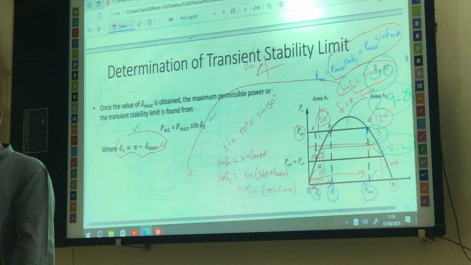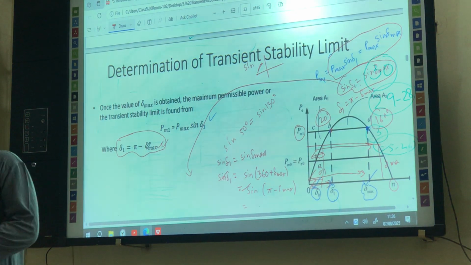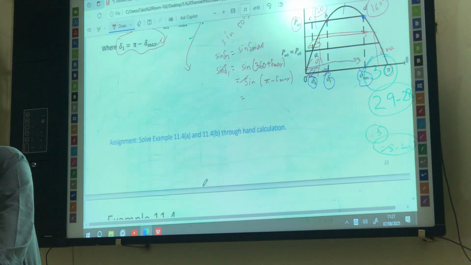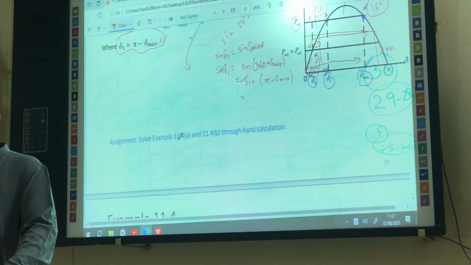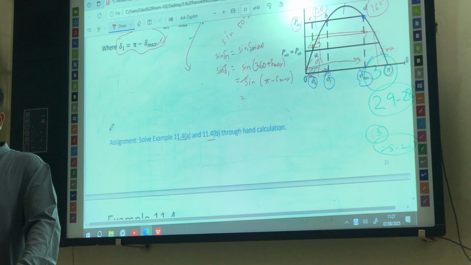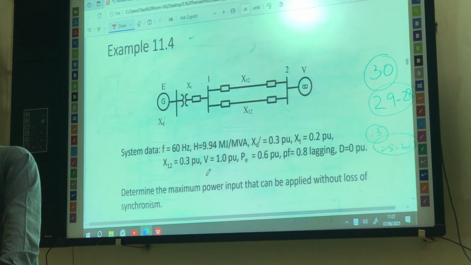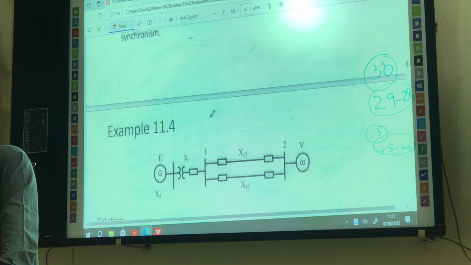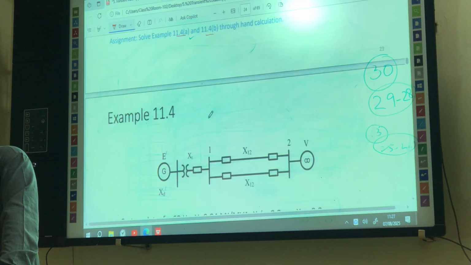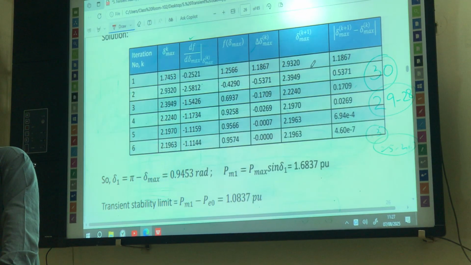So have you got the idea that your delta 1 will be pi minus delta x? Then we have example 11.4a and 11.4b. This will be your home task; you will solve it by hand calculation. Actually, in the next class, I will solve example 11.4 and show you the process, how you should move forward. Then you will be able to fill up this table with your hand calculation.